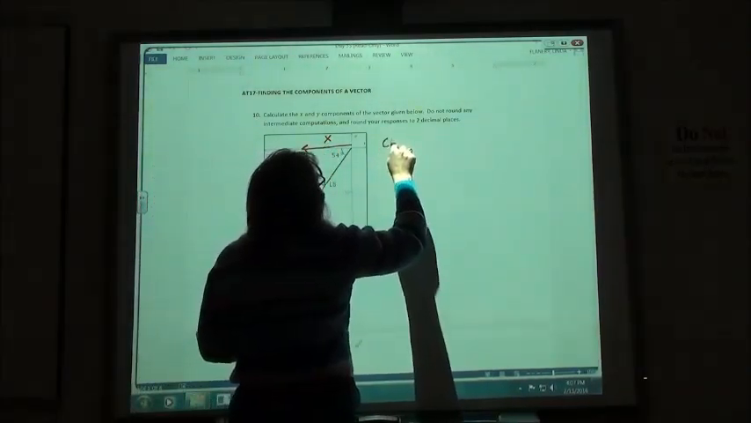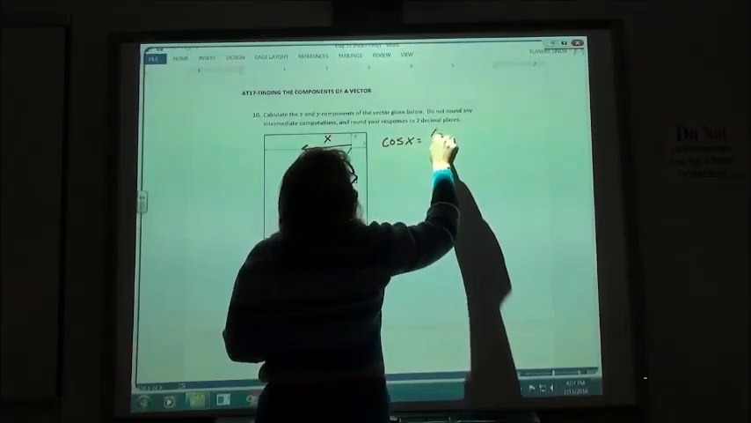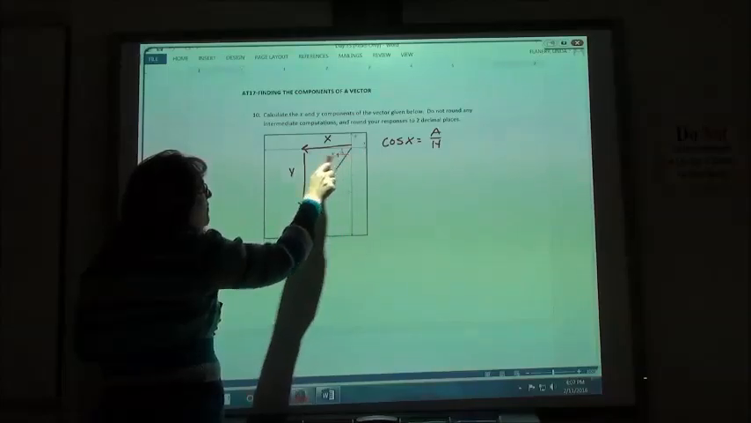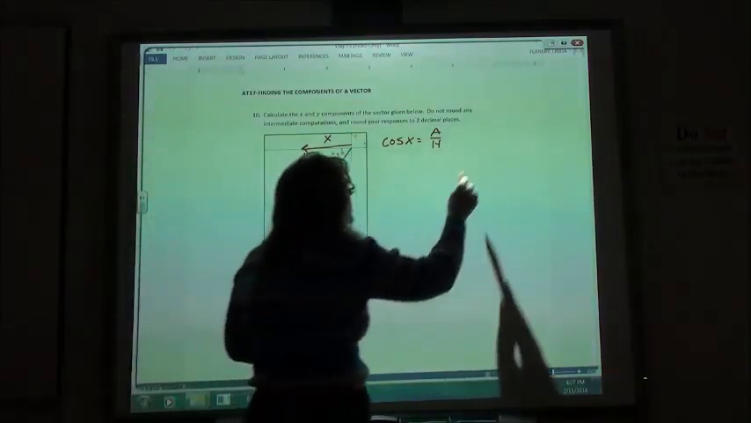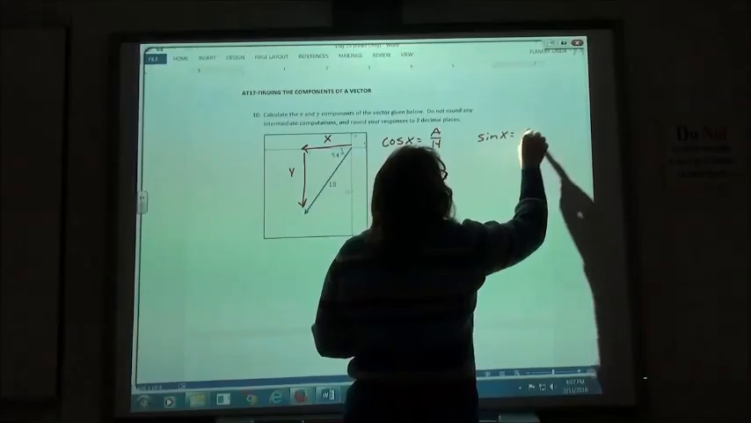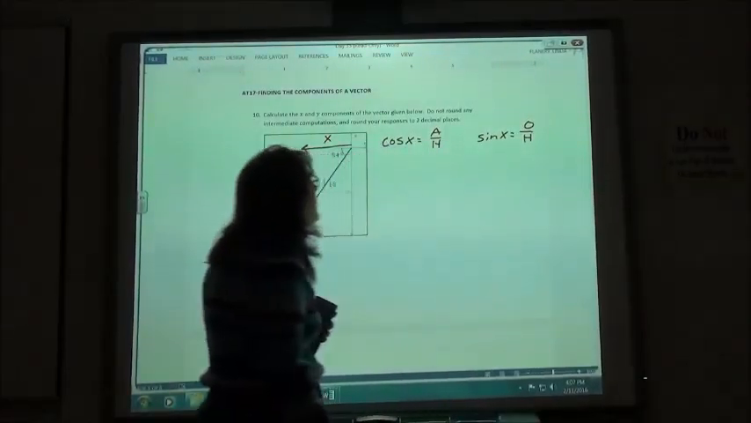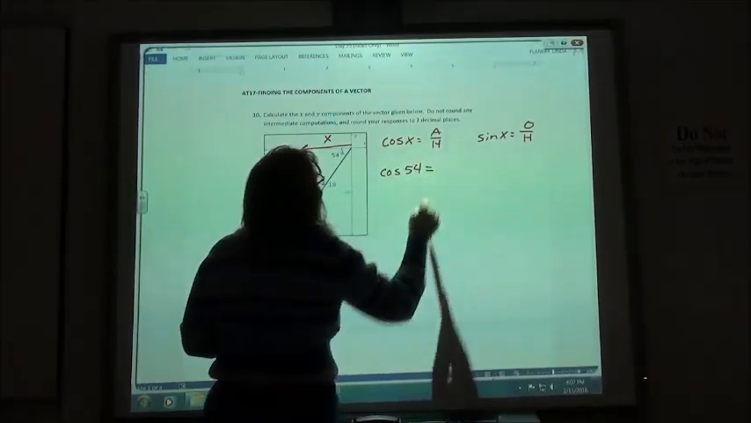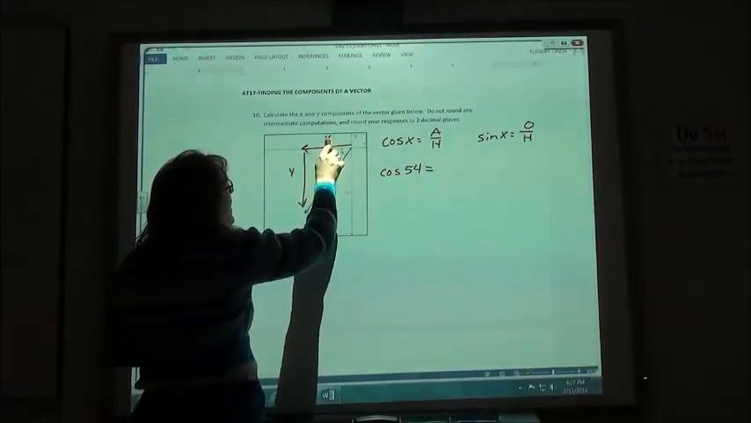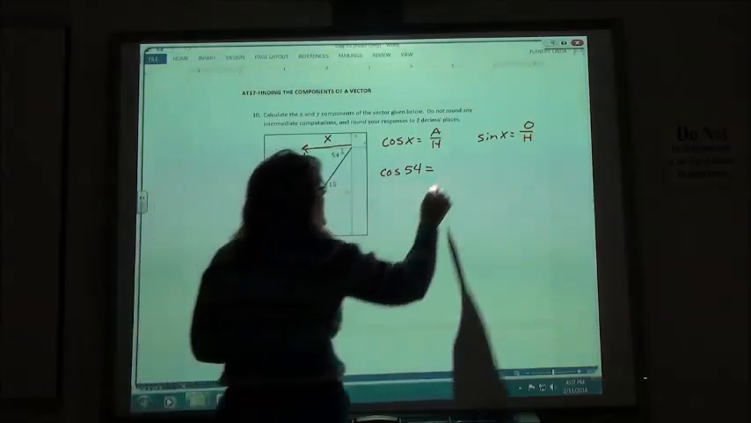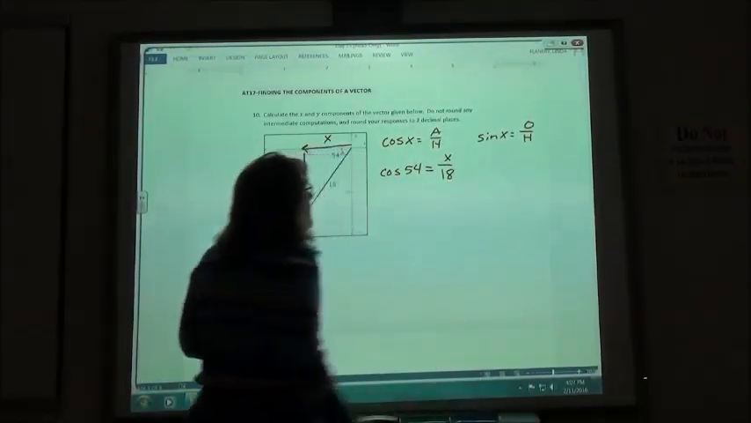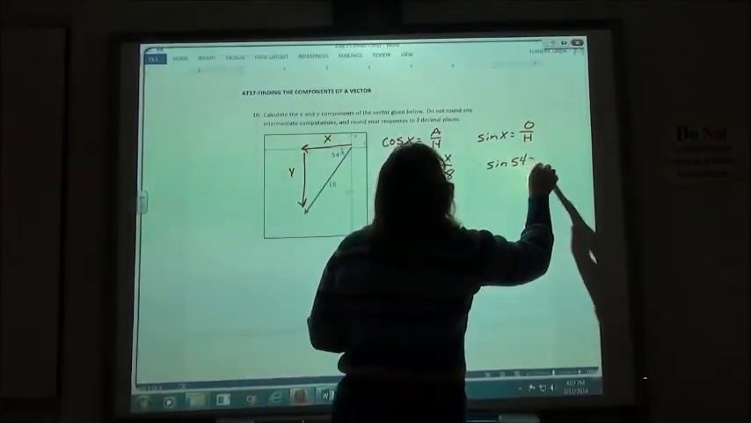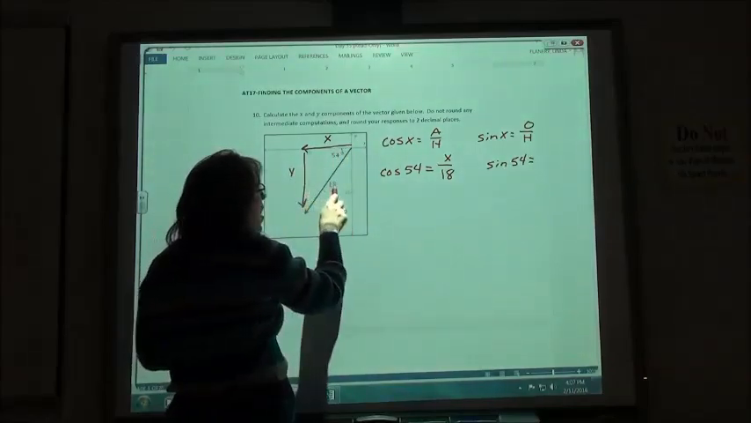So we would say that the cosine of x equals the adjacent over the hypotenuse. In order to find y, we have the opposite and the hypotenuse. So the sine of x would equal the opposite over the hypotenuse. So cosine of 54 is going to equal the adjacent, which is x, over the hypotenuse, which is 18. The sine of 54 is going to equal the opposite, which is y, over 18.